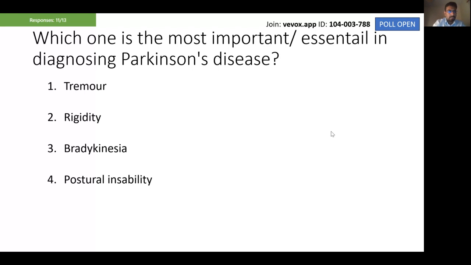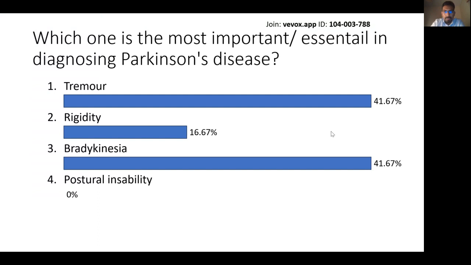I'm waiting because I can see a few other people have logged in and are trying to vote. Let's close the voting poll now. Oh, a few more votes are coming. Let's see how it goes.